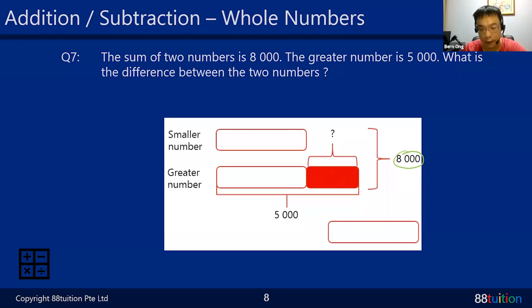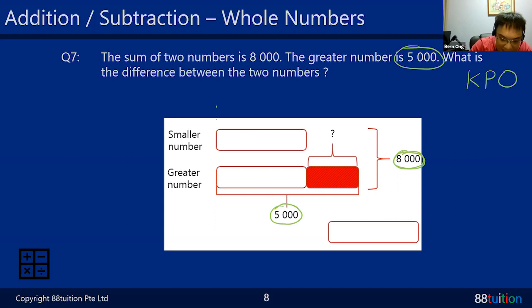So once again, the total is 8,000, which means the small number plus the big number is 8,000. And we are given that the greater number is 5,000. Can I find the smaller number? I can, because I have the total and I have the greater number. So 8,000 minus 5,000 will give me 3,000.